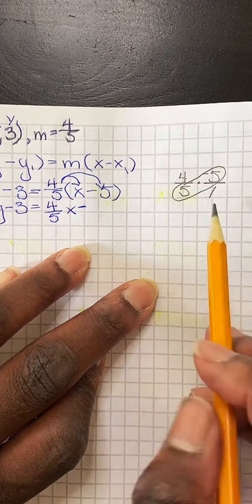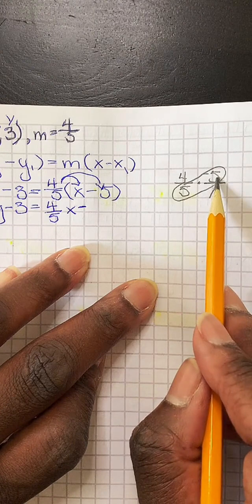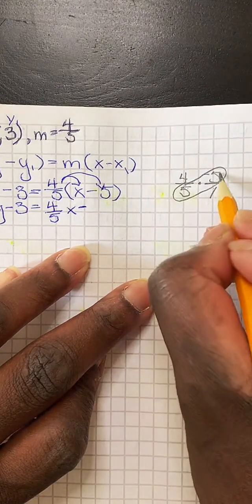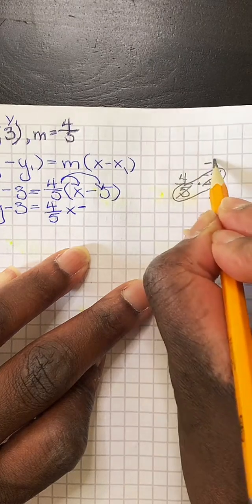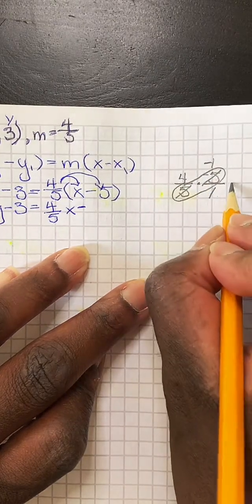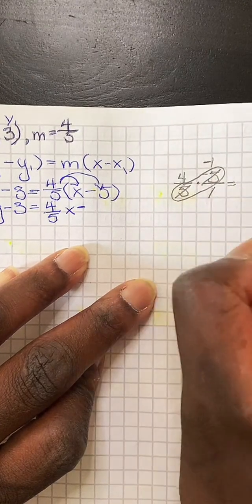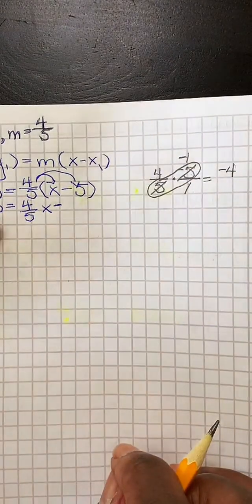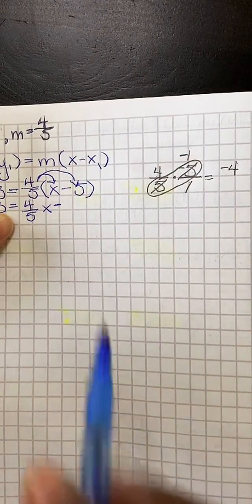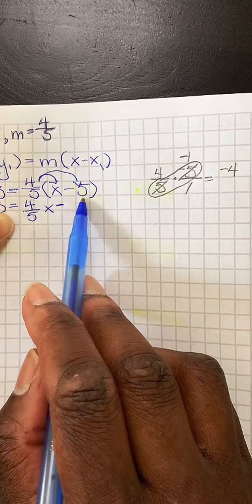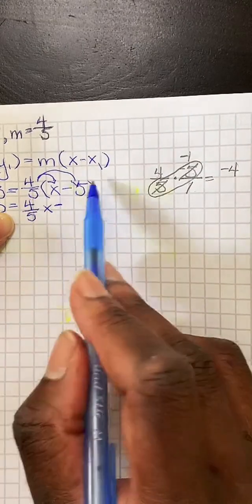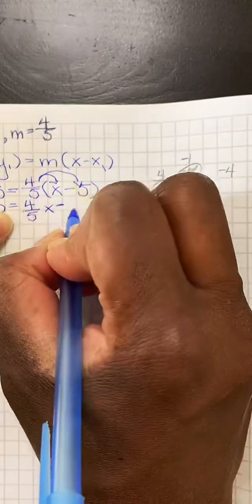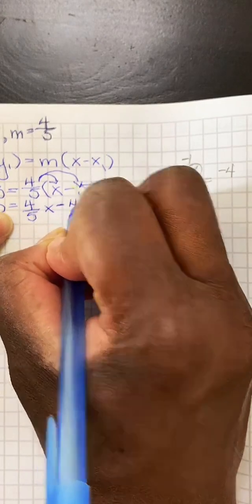When you cross simplify, this is almost the same as saying negative 5 divided by 5. Well, negative 5 divided by 5 gives me a negative 1. So now what's left is 4 times negative 1, which gives me a negative 4. That's what you get when you multiply 4/5 times negative 5. The 5's will cancel out, leaving behind a 1. So now you've got 4 times negative 1. That gives you a negative 4.